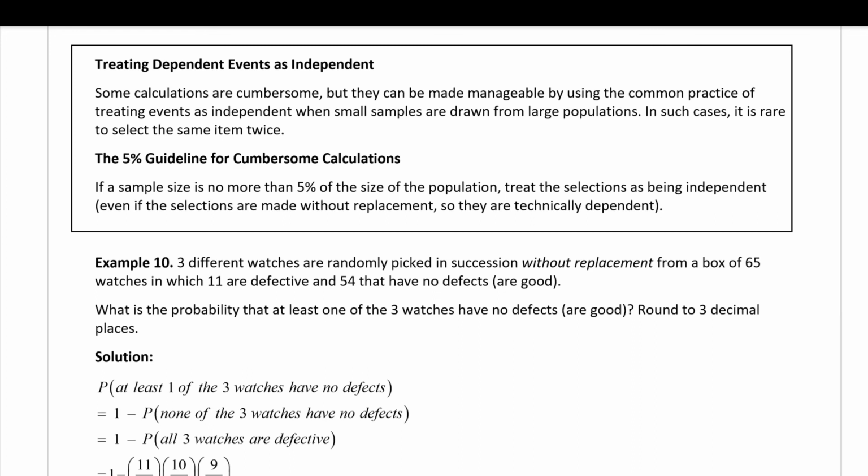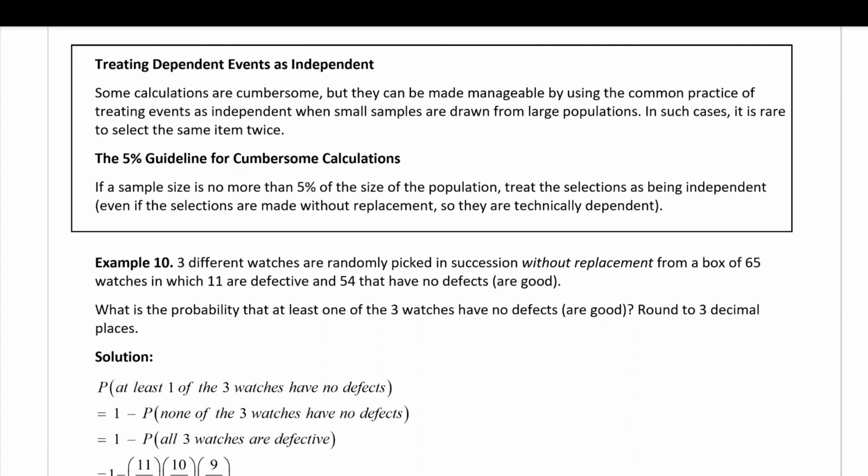So they are technically dependent, but the thing is, they're so small that even if you replace it back into the population or not, any subsequent events will essentially be unaffected. You'll see from the next example a little demonstration of how different the probabilities will be if you treat them as dependent versus independent. They will be different, but just not by much.